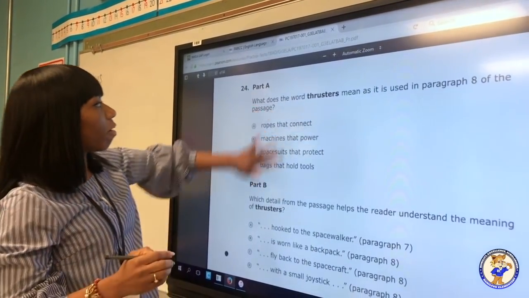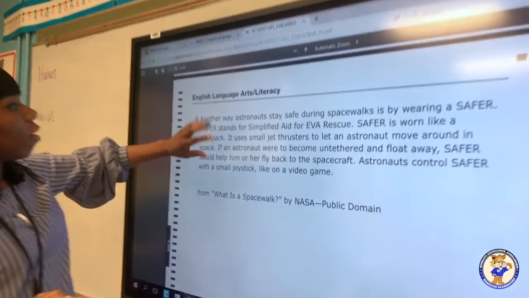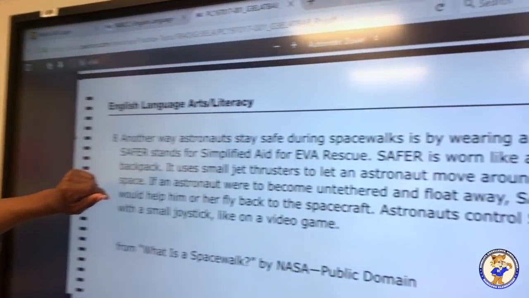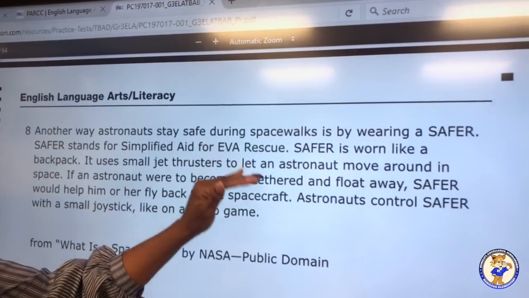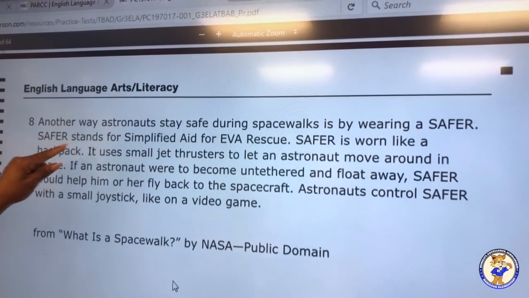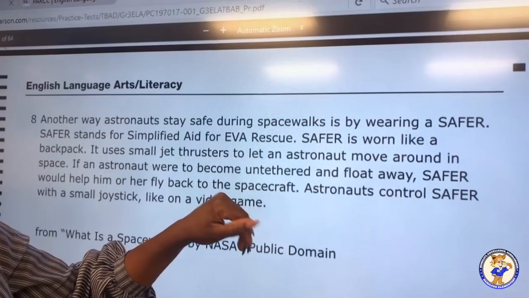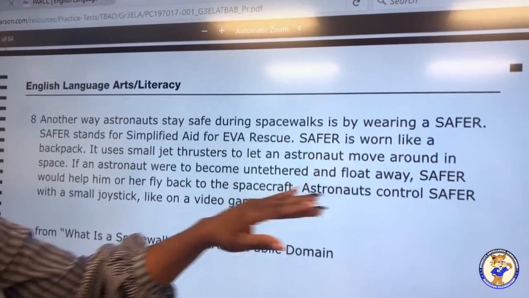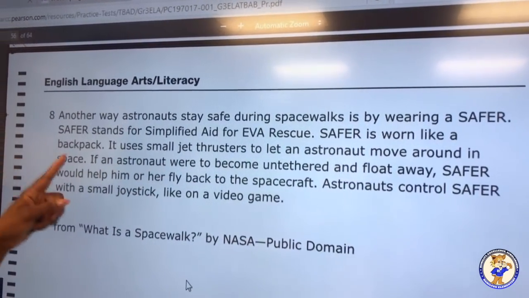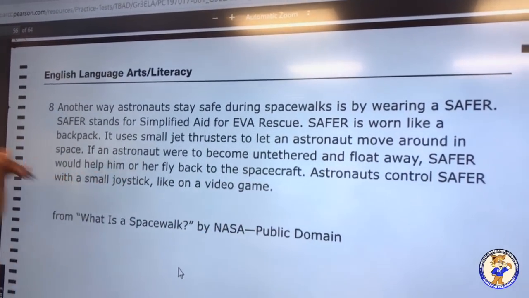So we're going back to paragraph 8. Let me hurry up for you. Let's go to paragraph 8, and we can read. Another way astronauts stay safe during spacewalks is by wearing a SAFER. SAFER stands for Simplified Aid for EVA Rescue. SAFER is worn like a backpack. It uses small jet thrusters to let an astronaut move around in space.